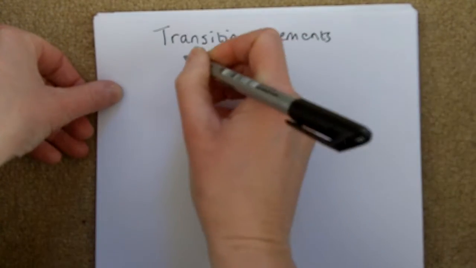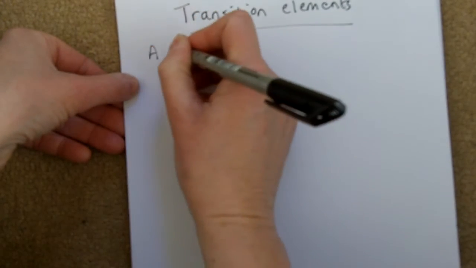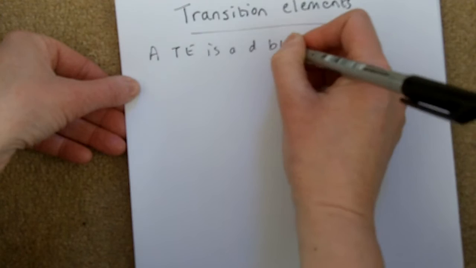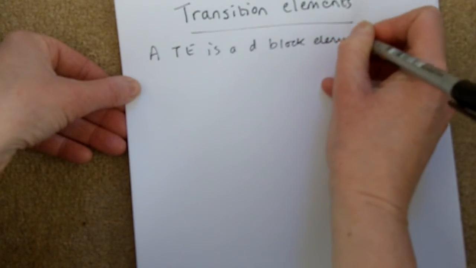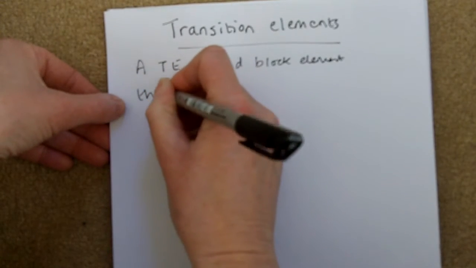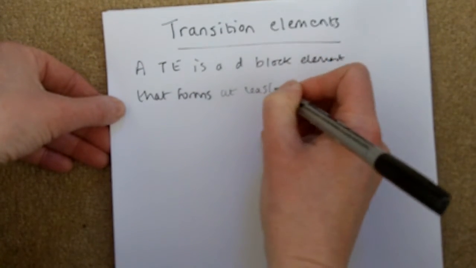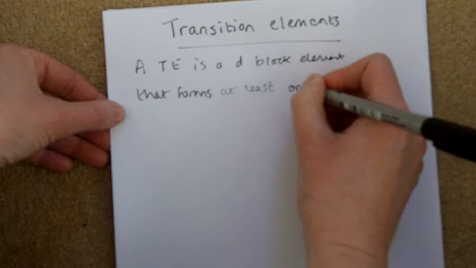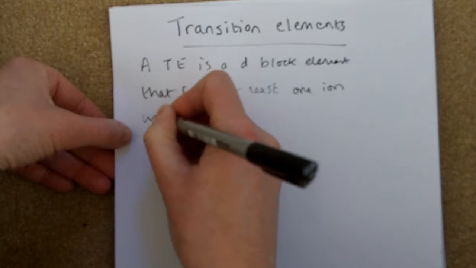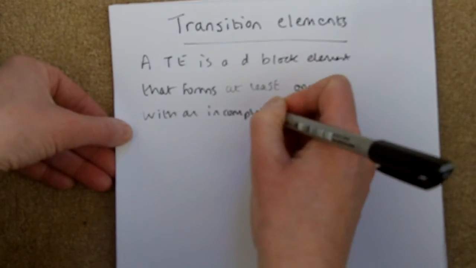Transition elements. Okay, so the definition of a transition element: a transition element is a d block element that forms at least one ion with an incomplete d subshell.